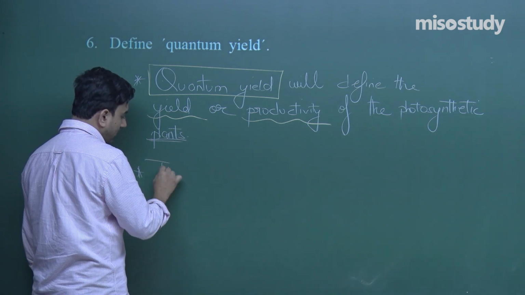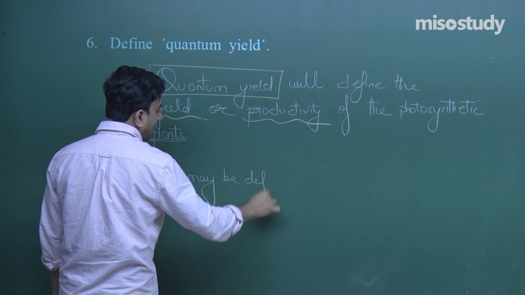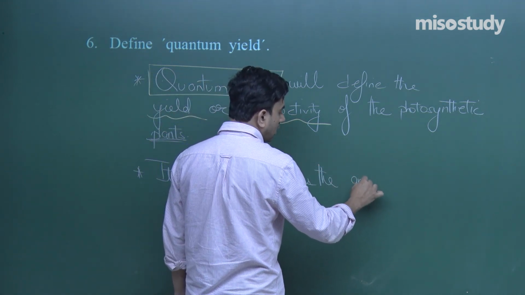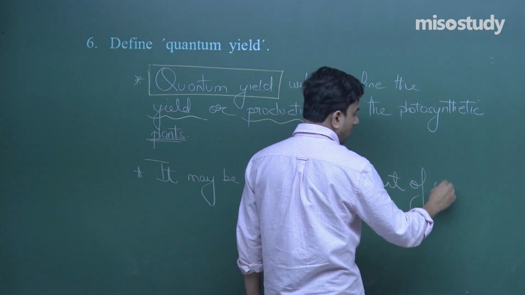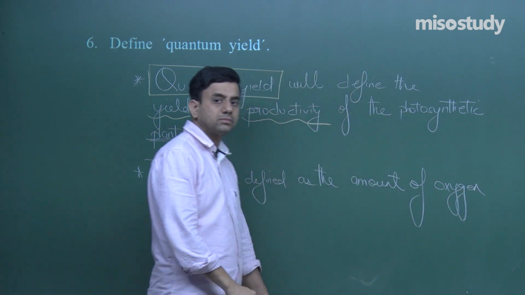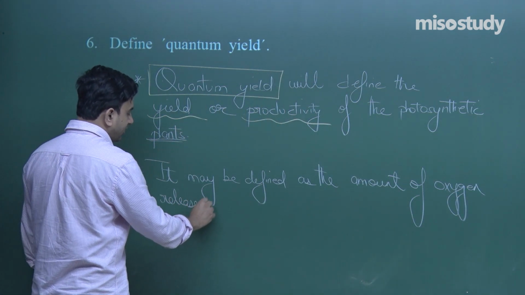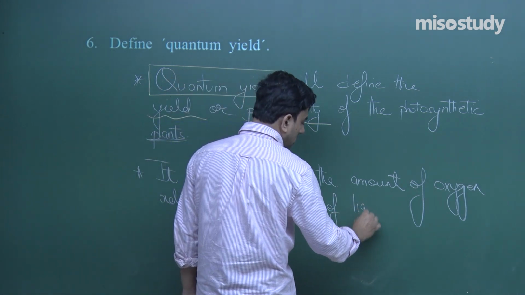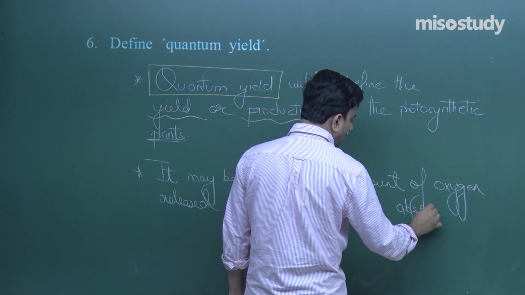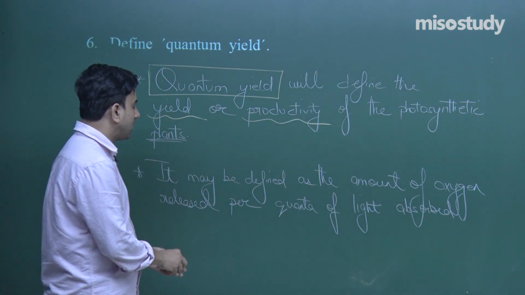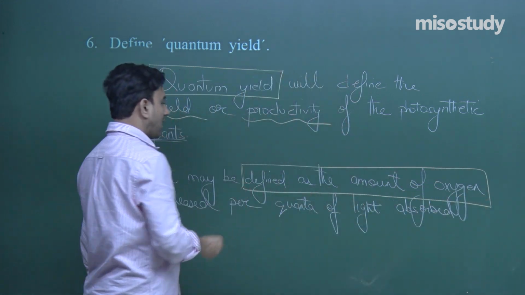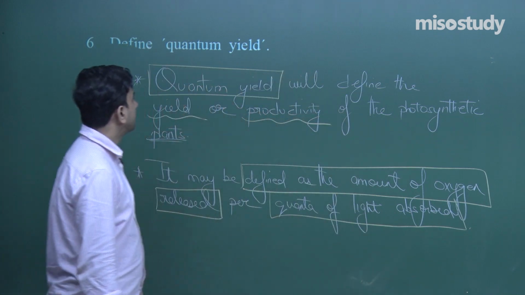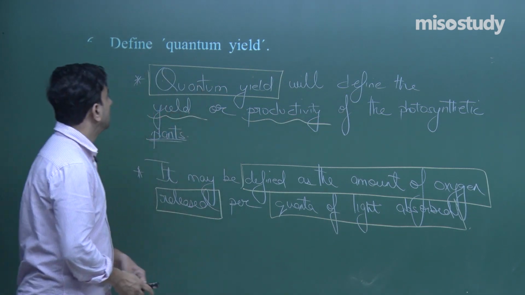It may be defined as the amount of oxygen released per quanta of light absorbed, and this is what is the quantum yield. We move on to the next question.